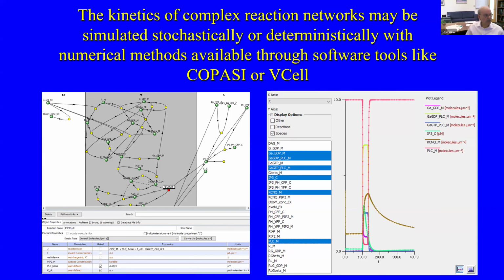So here we're showing a very complex network. This is a screenshot from Virtual Cell, and this is a screenshot of a deterministic solution in Virtual Cell where we're looking at all these various species that are represented in the model. Okay. So the nice thing about Virtual Cell or Copasi is that they can solve these much more complicated problems, which you can't do by hand like you can solve for a simple exponential decay. They can do this for you automatically.